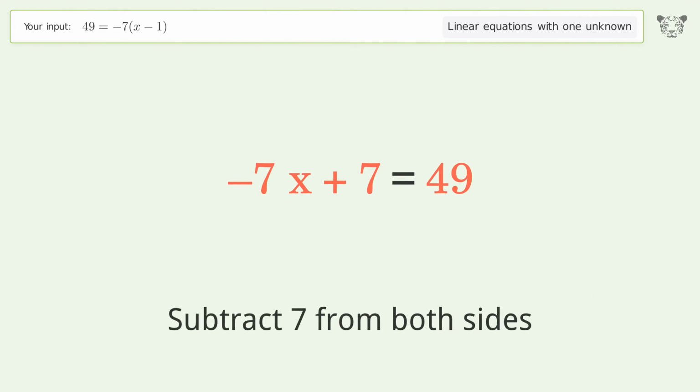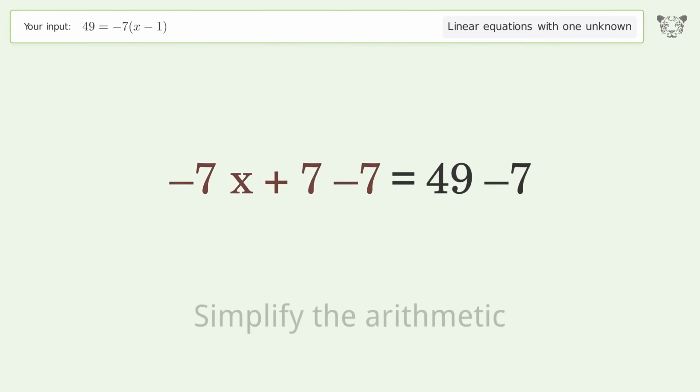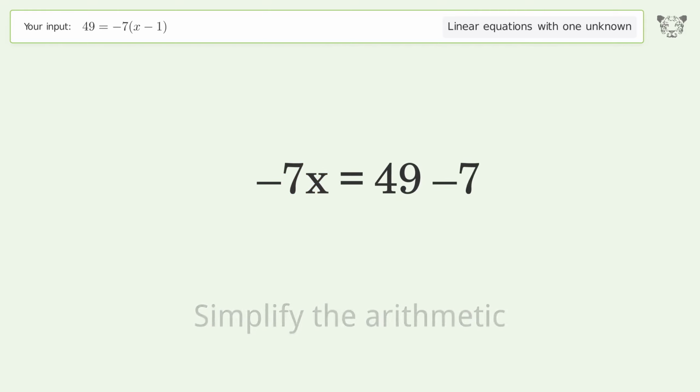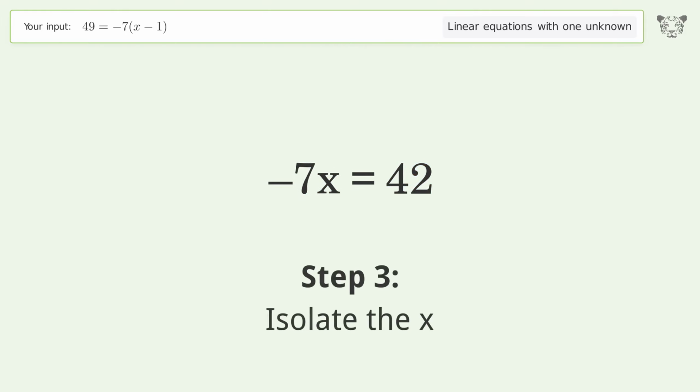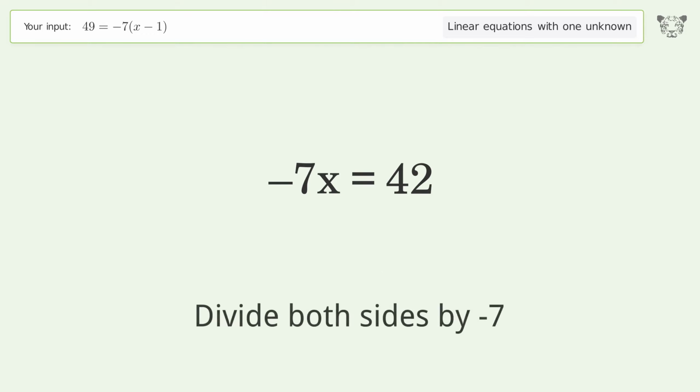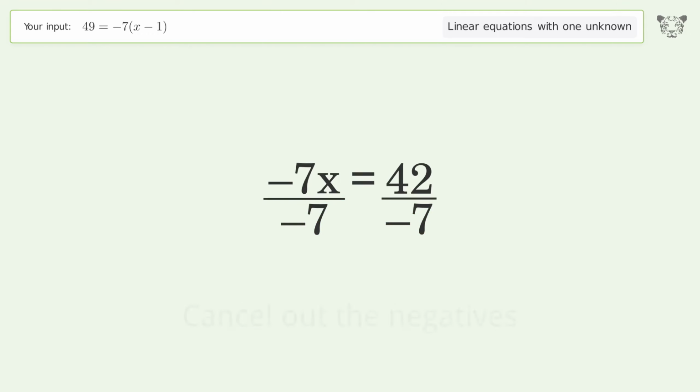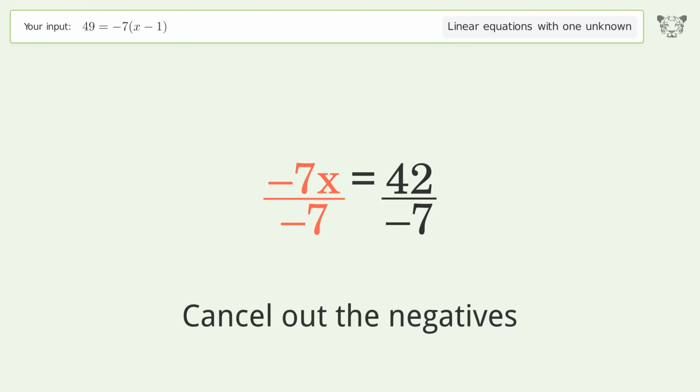Subtract 7 from both sides. Simplify the arithmetic. Isolate the x. Divide both sides by -7. Cancel out the negatives.